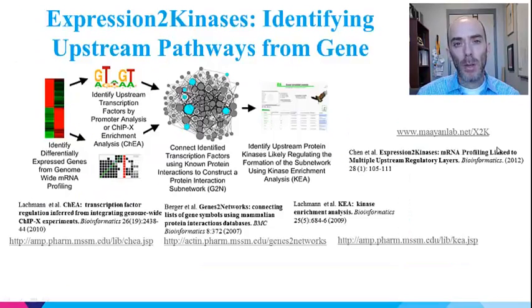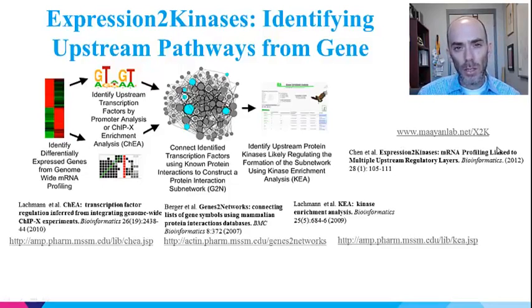Expression2Kinases meshes the three programs, ChEA, Genes2Networks, and KEA. So we take a set of differentially expressed genes. We have the up and down genes. These could be genes differentially expressed in a specific disease condition, or genes that are differentially expressed after perturbing a cell with a drug or ligand, or knocking down a gene within the cell. And then the next step would be to identify the transcription factors potentially regulating those differentially expressed genes. So we can come up with a set of, let's say, 5 or 10 of the transcription factors that are most likely to be the regulators of those differentially expressed genes.